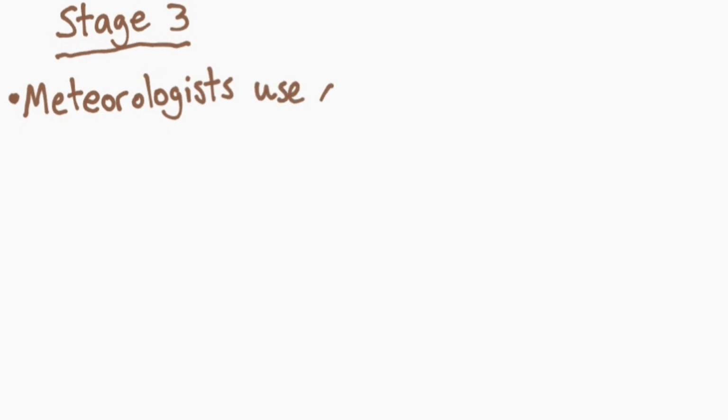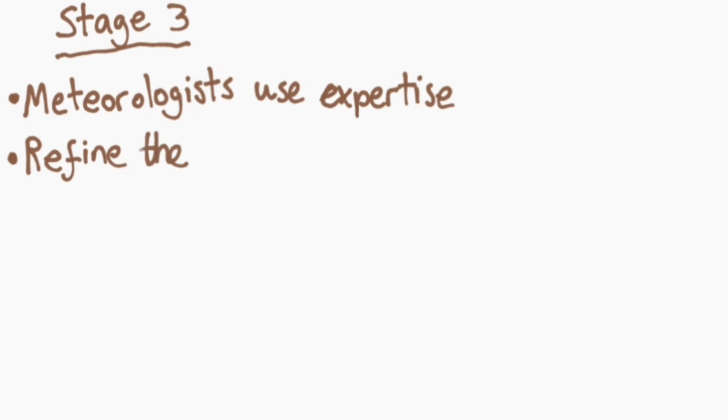The third stage is the last stage in the process, where meteorologists use expertise to refine the details of their forecast and ensure it is going to plan. If they see a small difference in the computer forecast and in observations, they have to tweak forecasts for the coming days to make sure they are as accurate as possible.